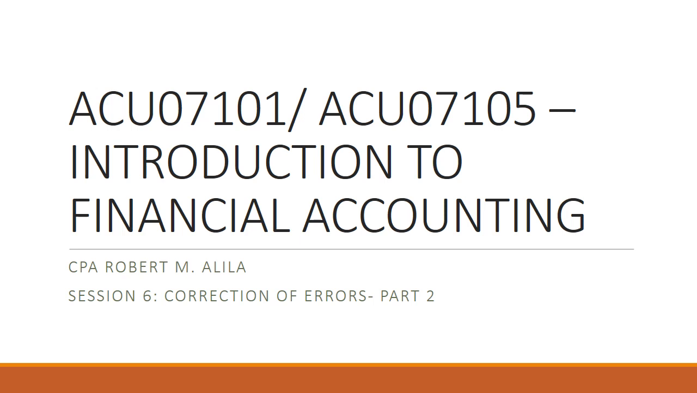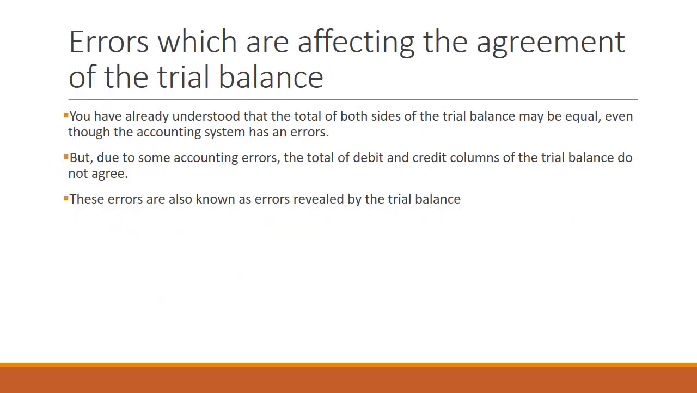Dear class, once again, let us discuss the subtopic on correction of error in this week. These are errors which are affecting the agreement of a trial balance. You have already understood that the total of both sides of the trial balance must be equal, even though the accounting system has an error. But due to some accounting error, the total of debit and the credit column of the trial balance may not agree.